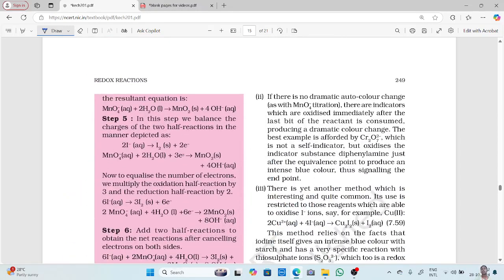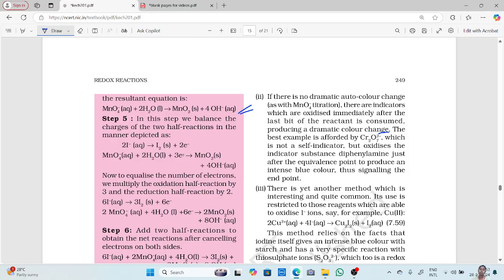Okay. Now, the second thing is, if there is no dramatic auto color change, as with MnO4- titration, there are indicators which are oxidized immediately after the last bit of reactant is consumed, producing a dramatic color change. For KMnO4, it is a self-indicator, but for those redox reactions where there is nothing like a self-indicator, you add an external indicator, and that indicator will change its color the moment the last bit of reductant is oxidized, producing a dramatic color change.